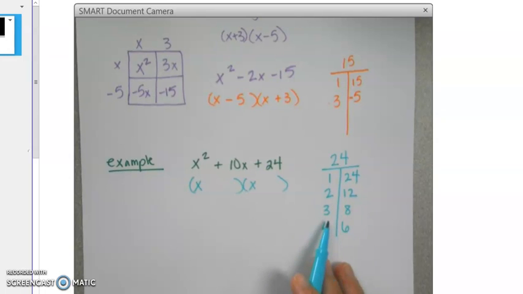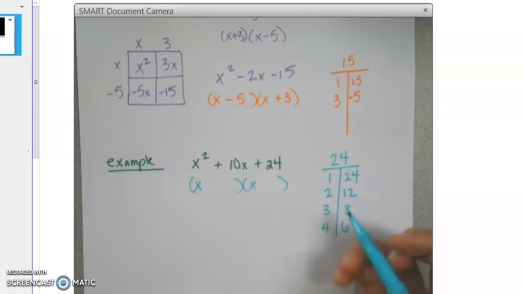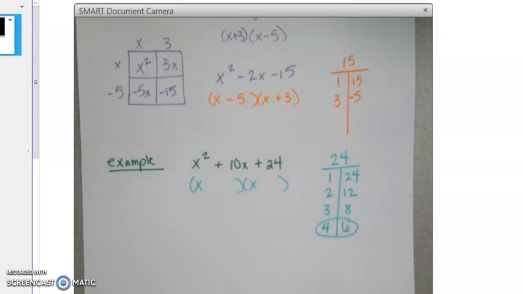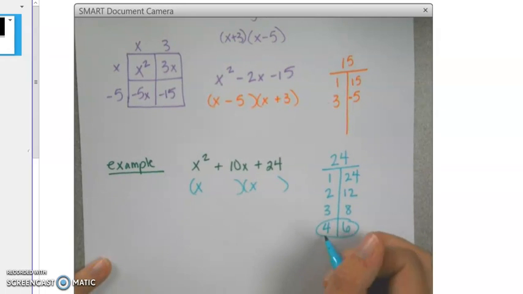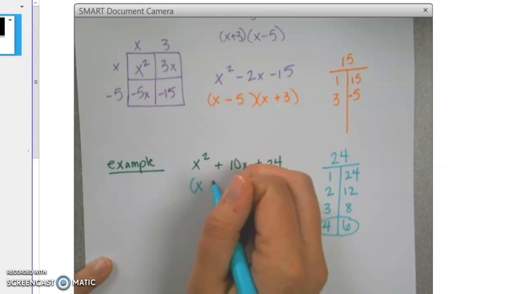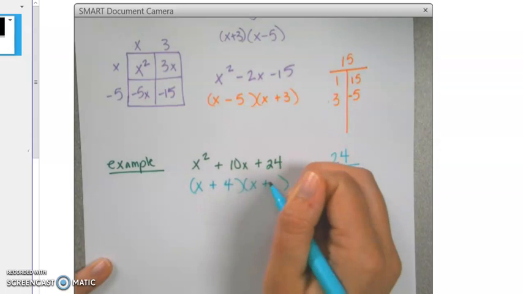8 and 3 do not make 10. 4 plus 6 is 10. So I'm going to use 4 and 6. They both need to be positive in order to get a positive 10. So that's going to be a plus 4 and a plus 6.